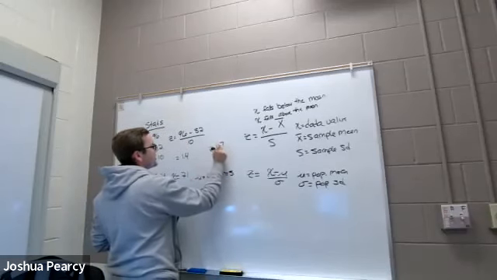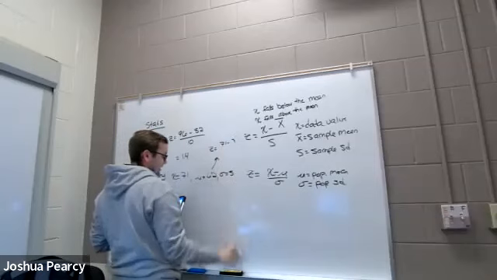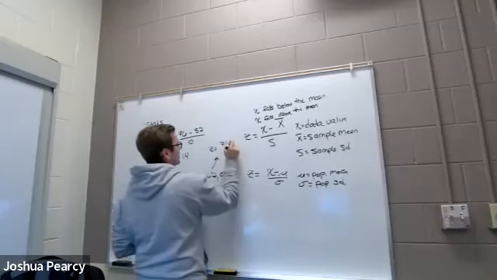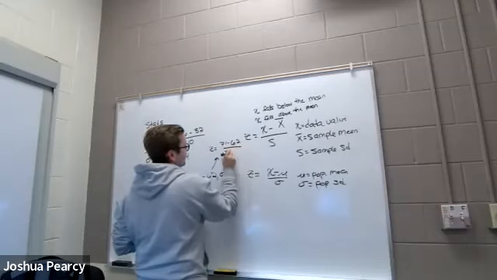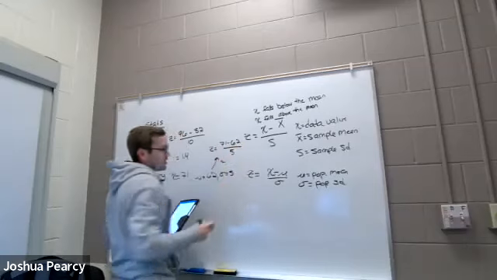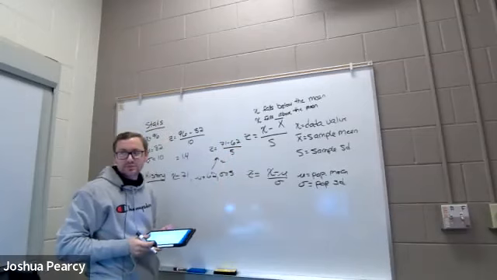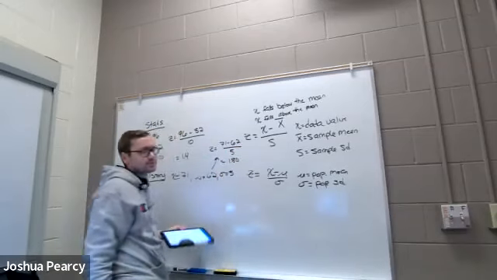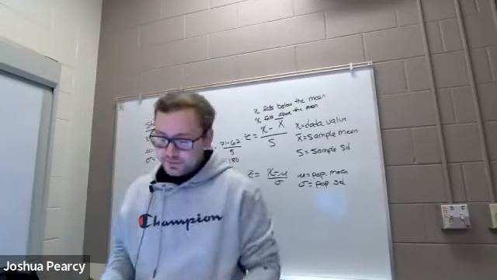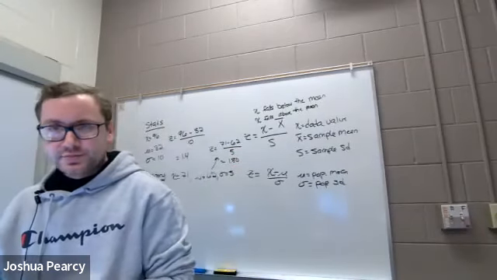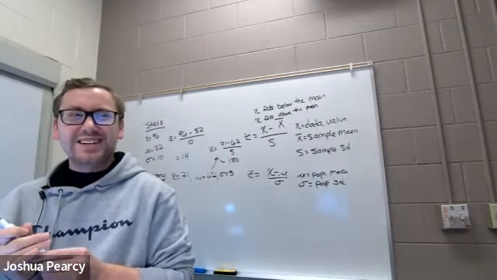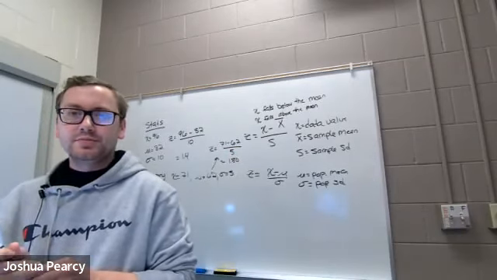Z is equal to 71 minus 62, oops, that's not a 6, minus 62 over 5. What does that give you? 9 divided by 5 is 1.8. That means on your history exam, you scored 1.8 standard deviations above the mean.